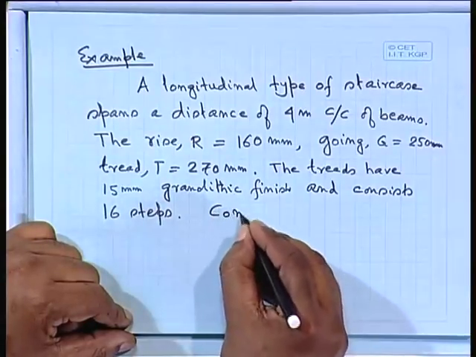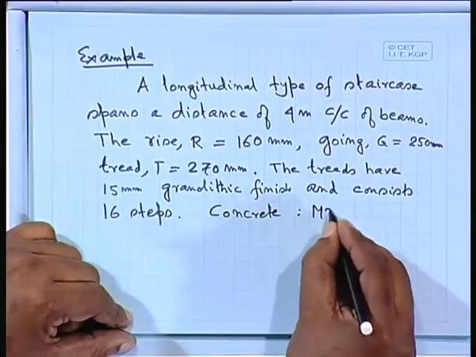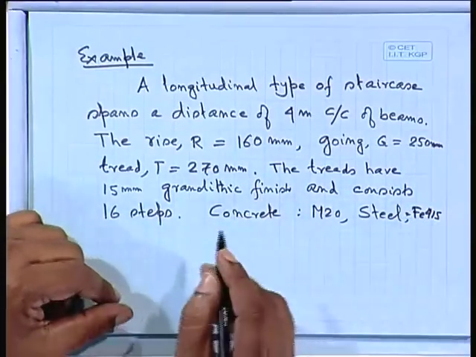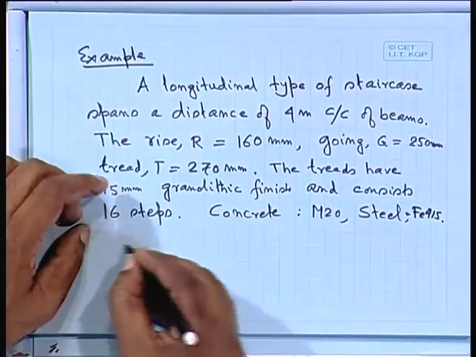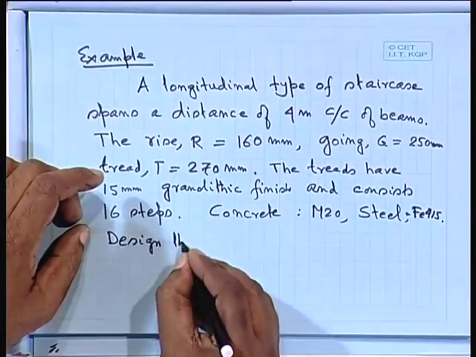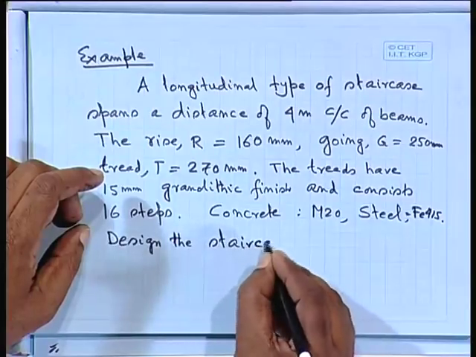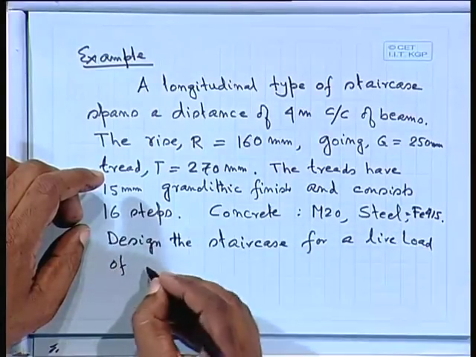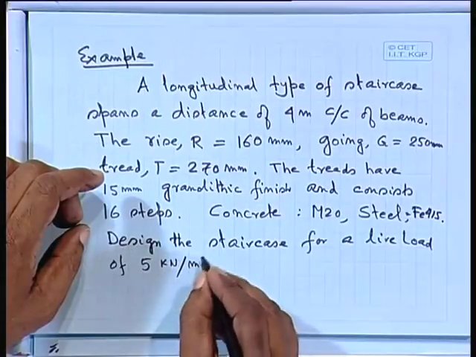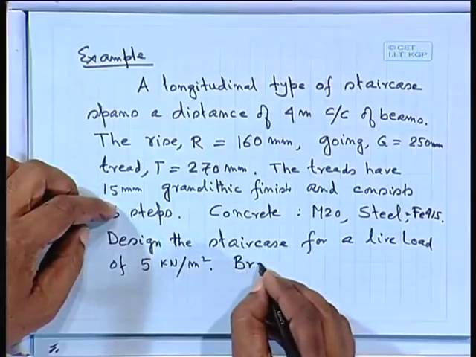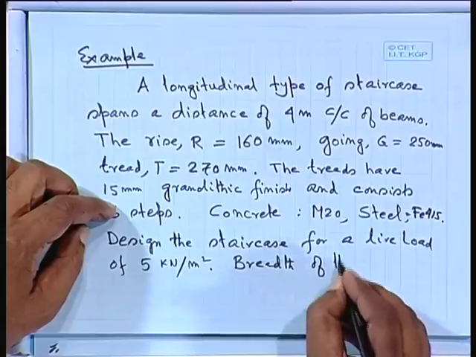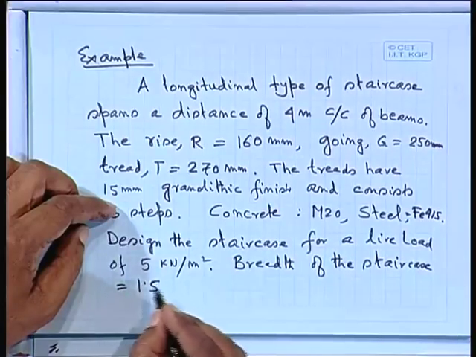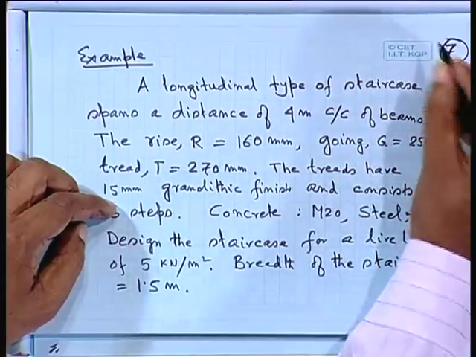So, what about the concrete grade? M20, steel Fe415, design the staircase for a live load of 5 kilonewton per square meter and breadth of the staircase equal to 1.5 meter. So, we have all the details.